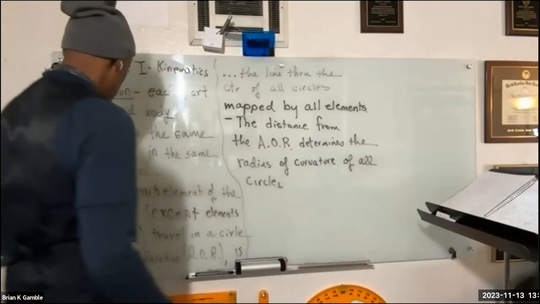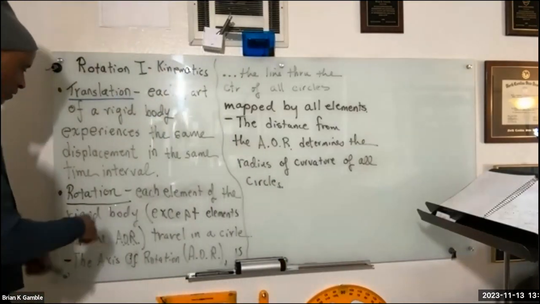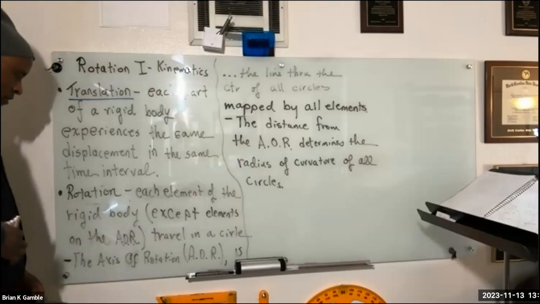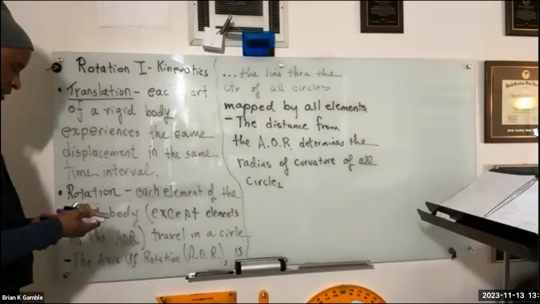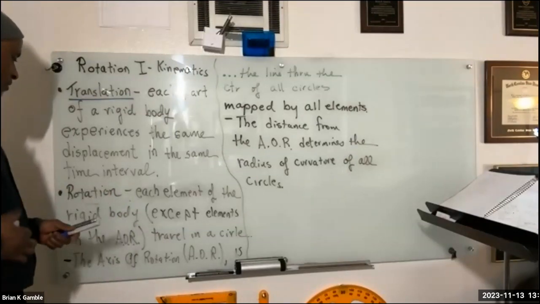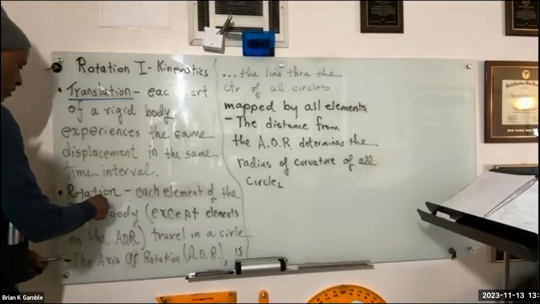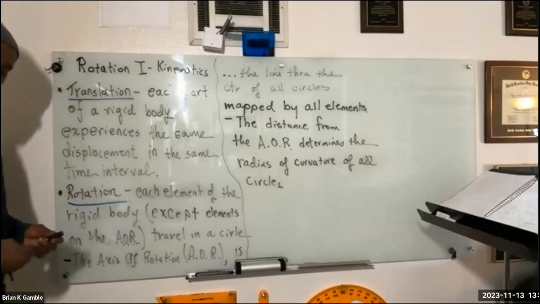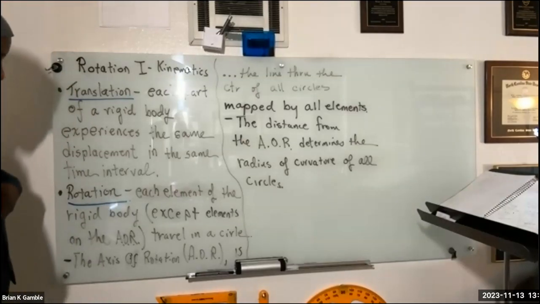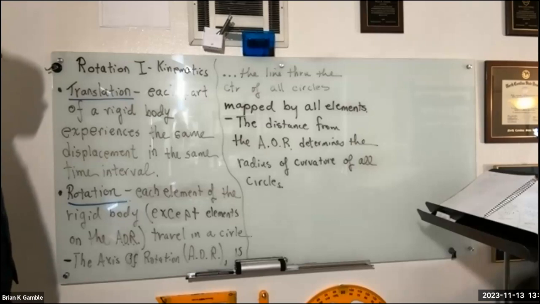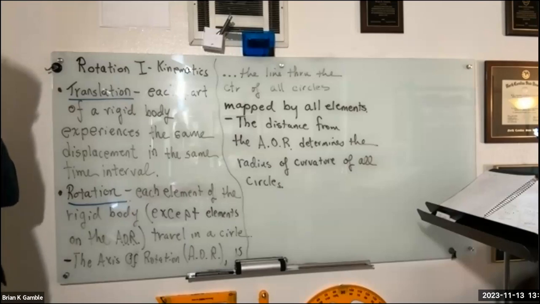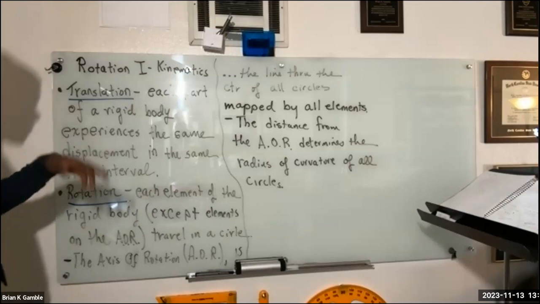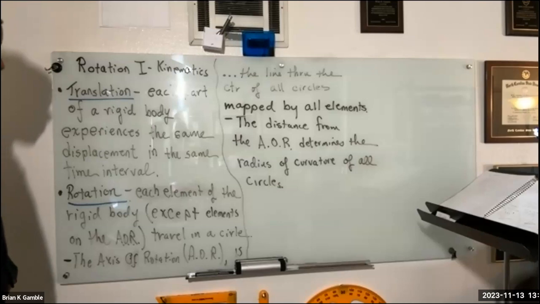A couple things there with the rotational motion. One, the rotational motion is defined by the fact that each element of the rigid body maps out a circle as it moves. The radius of the circle is defined by the distance that the element is away from the axis of rotation. And the axis of rotation is a line that goes to the center of all circles mapped out by all particles. That is to say that all of the circles are geocentric with respect to one another.